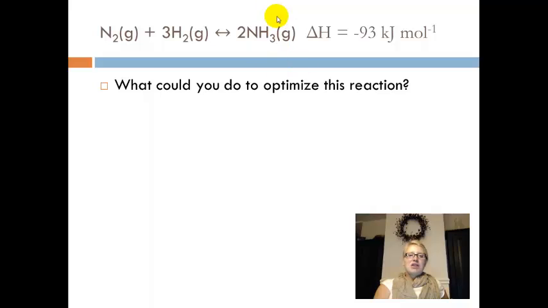The next thing that you could do would be to decrease the temperature. So if you decrease the temperature, this is an exothermic reaction, so heat is on this side, it's a product. If you decrease the temperature, the reaction will shift to make more product. Okay? And the last thing you could do is add a catalyst to make it go faster.